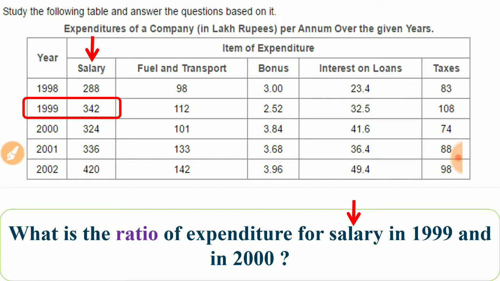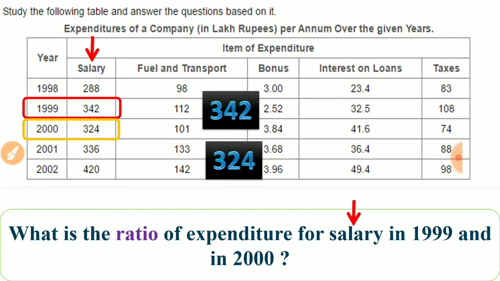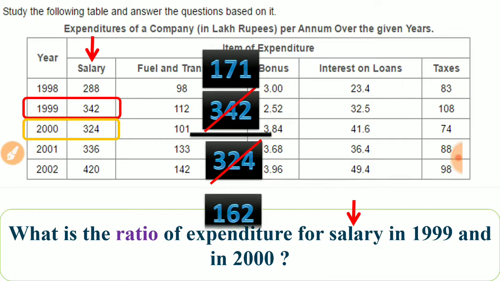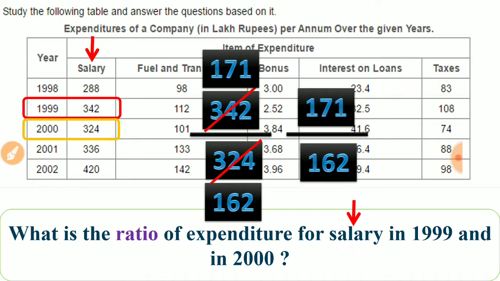So what is the value of the salary in 2000? In 2000 it is 324. Okay, so the value of salary in 99 is 342 and the value of salary in 2000 is 324. So what do we have to find? We have to find the ratio. So ratio means 342 divided by 324. Is it possible to divide? Yes, absolutely. If you cancel both numerator and denominator with 2, you get numerator 171 and denominator 162. So now I am writing 171 by 162.